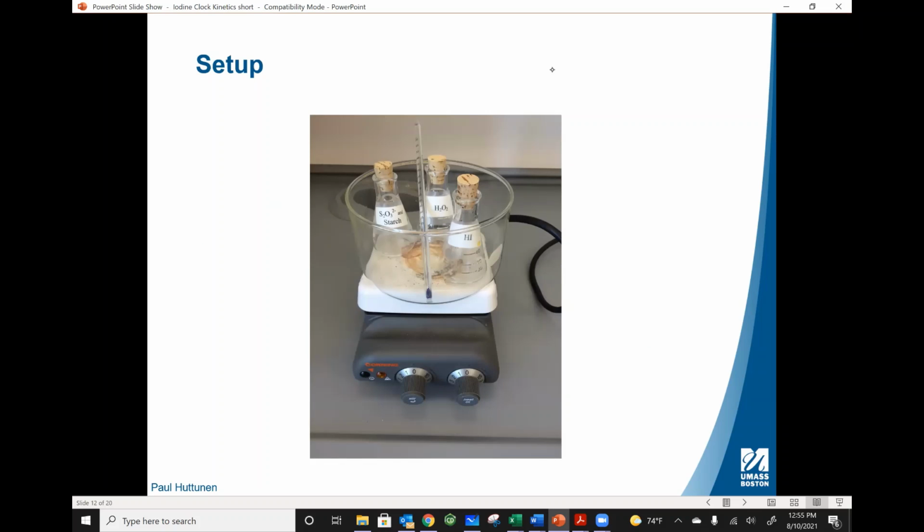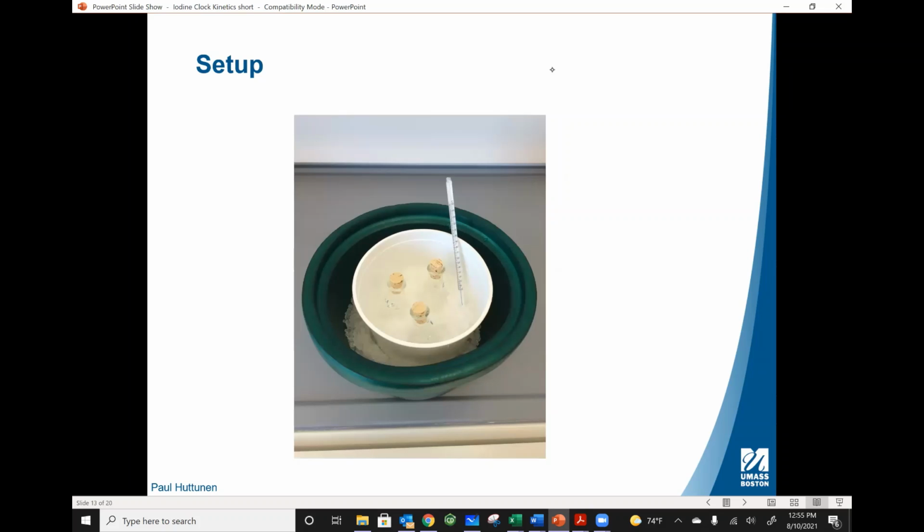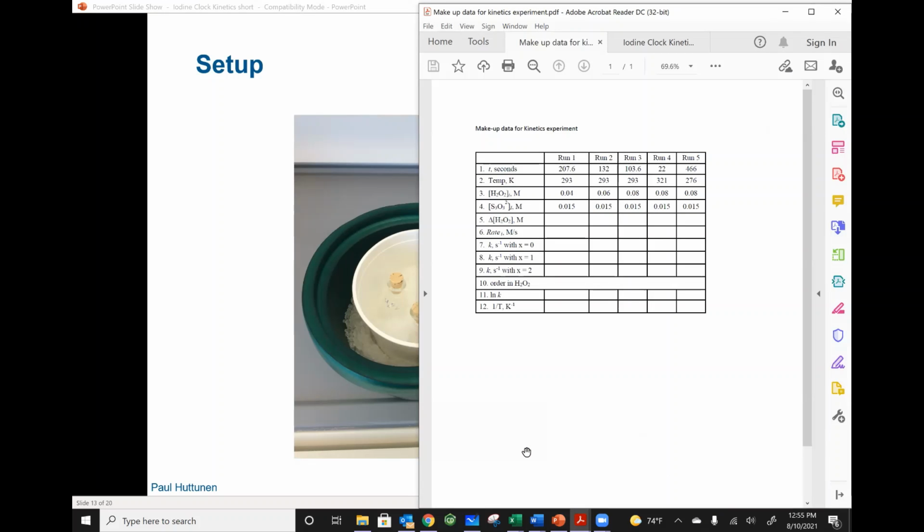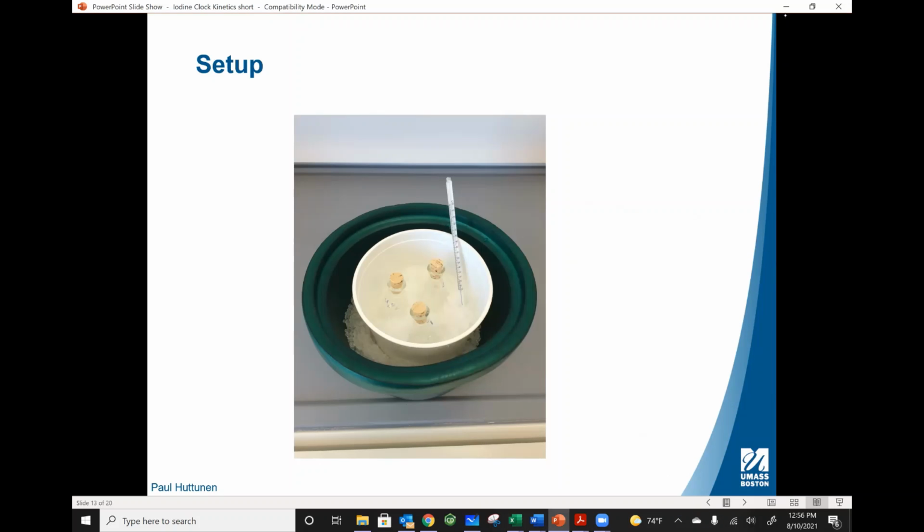So here is our setup. We have the thiosulfate and starch. We will have the hydrogen peroxide and the hydrogen iodide. We will do the first 3 reactions in an ice bath. So the temperature for our first 3 reactions will be 0 degrees Celsius or 273 K, I believe. Let's take a look. 293. That would be room temperature.